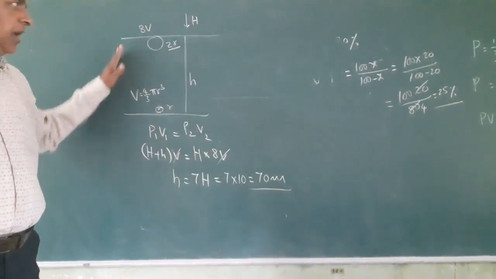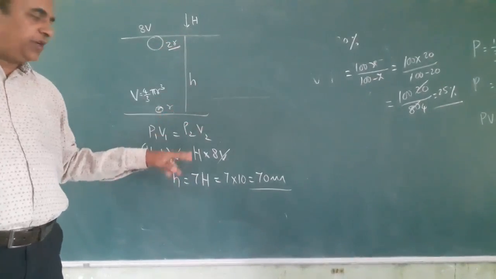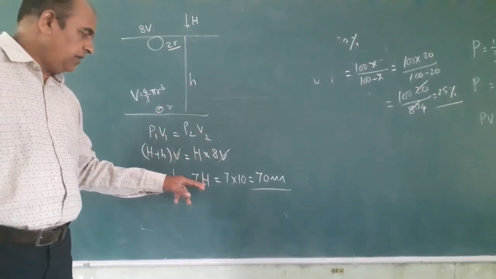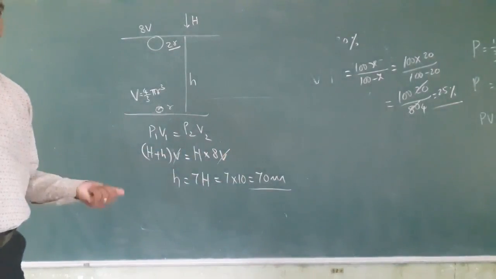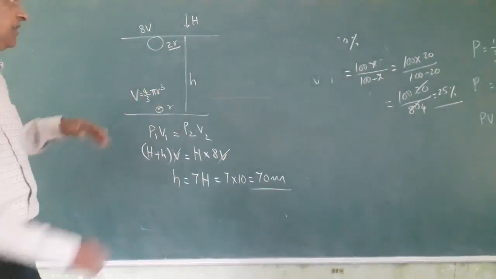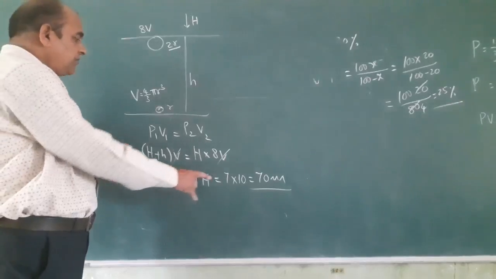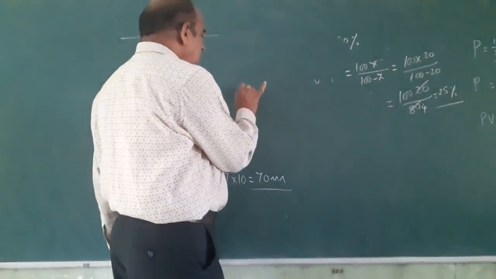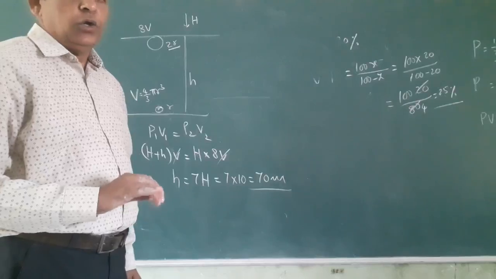Suppose it is a mercury tub. What is the depth of the mercury tub? The H value you have to take is 76 centimeter, so 7 into 76 centimeter gives the answer, and the answer is in centimeters. Here it is a water lake, that's why the depth of the lake is 70 meter. Next, Boyle's law is completed. Boyle's law holds good at high temperature and low pressure.